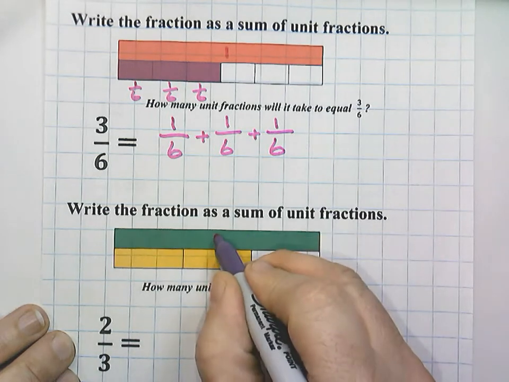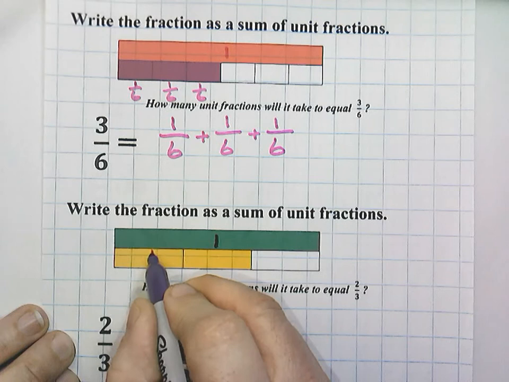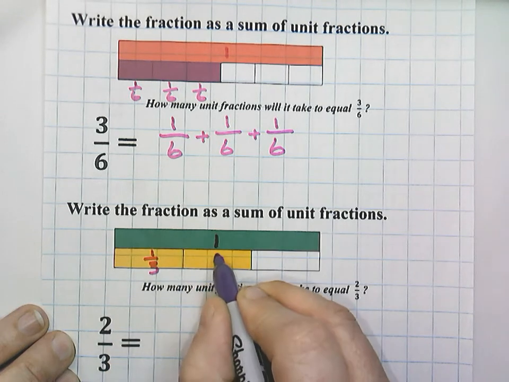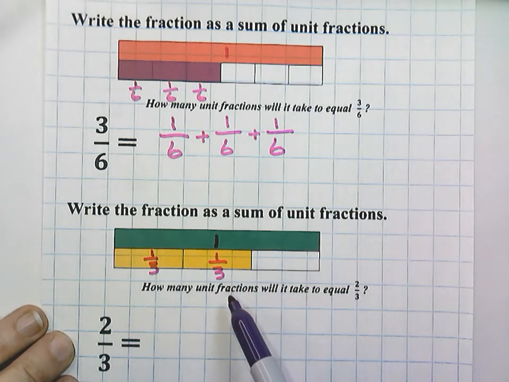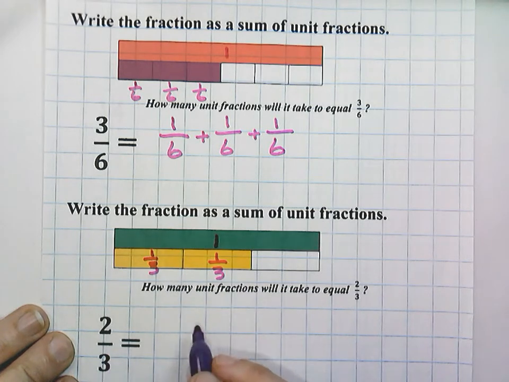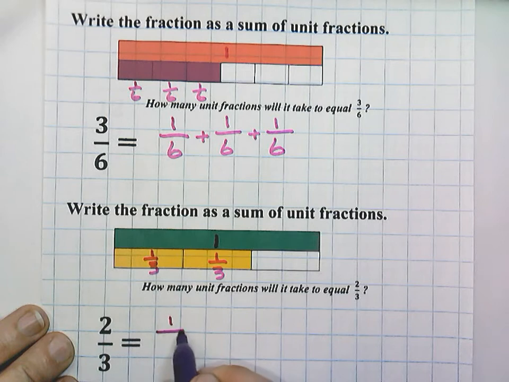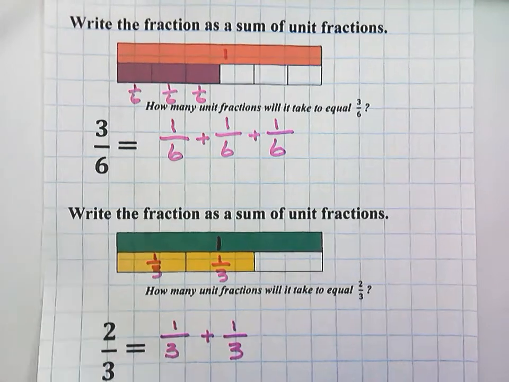Write the fraction as a sum of unit fractions. So here is our whole fraction, and this time we have thirds, and we have 2 of them that are shaded. So how many unit fractions does it take to equal 2/3? Well, we have 2 of them, so we would write 2/3 is equal to 1/3 plus 1/3.